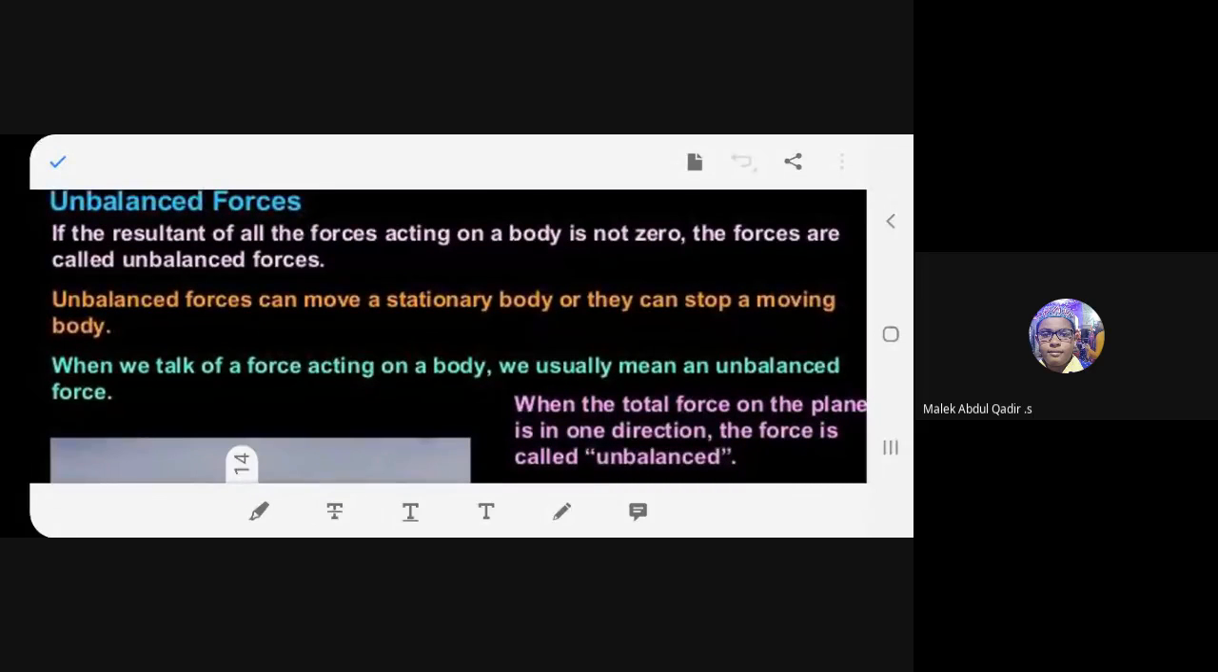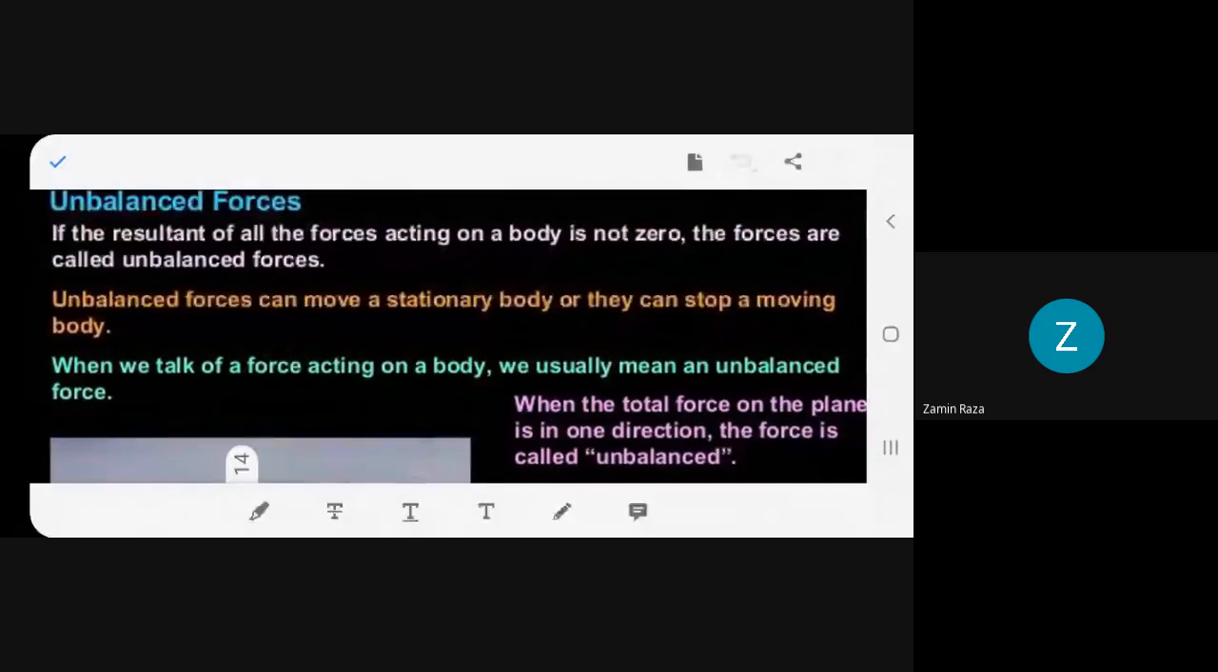Please continue. Unbalanced force is the resultant of all the forces acting on a body. Please read properly. I don't want you to leave any preposition or add any articles. Don't do that. Okay? Whatever is there, please read it properly. Thank you.